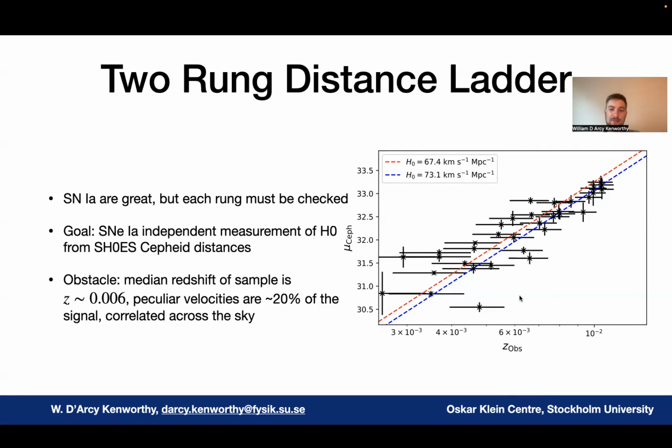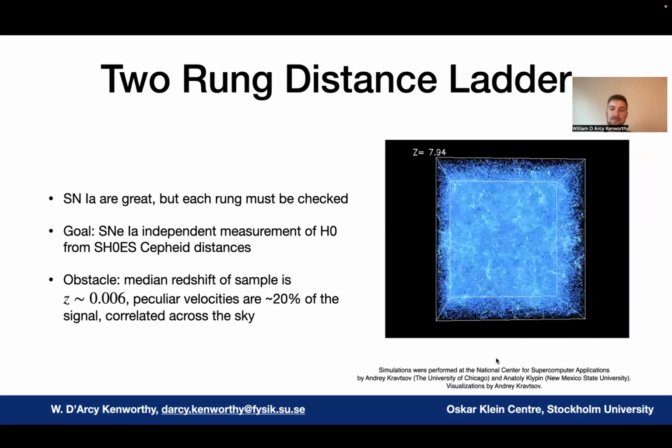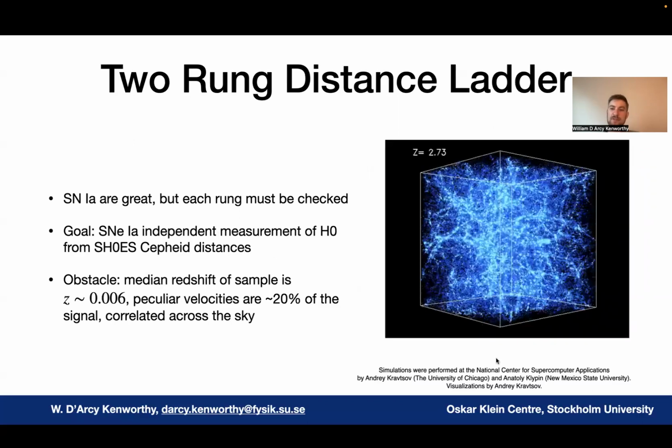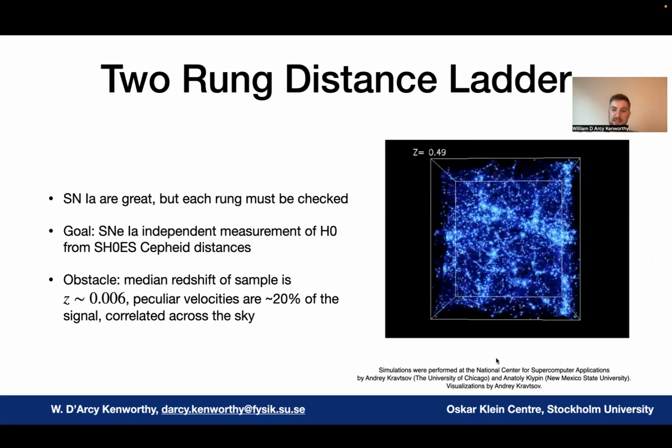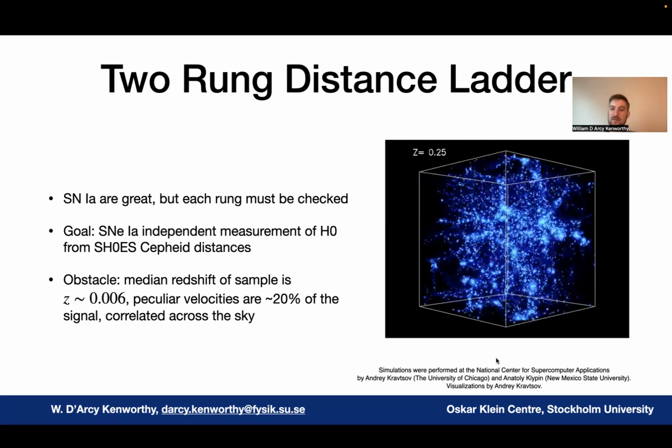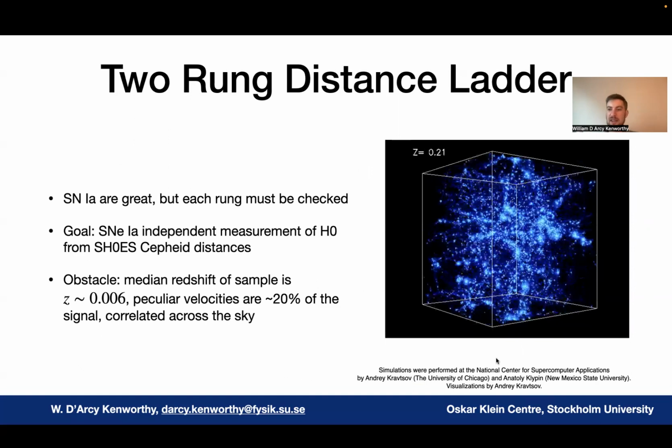Further, because peculiar velocities are ultimately sourced by gravity, which is sourced by mass, which is large-scale structure, these peculiar velocities are correlated across the sky. The size of the Cepheid sample here is about 40 megaparsecs. The BAO scale is 140 megaparsecs. So our data is very correlated indeed.